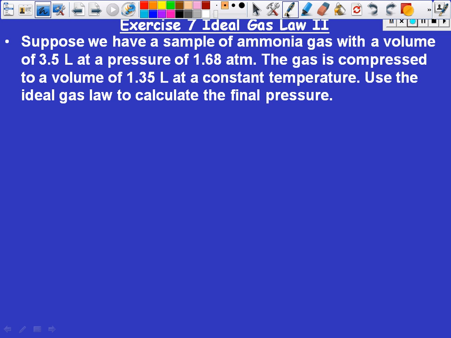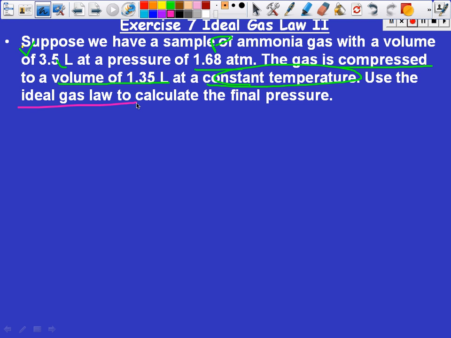Suppose we have a sample of ammonia gas with a volume of, all right, so they've given us a V. And it's in liters, which is a good thing. A pressure of 1.68 atmospheres, so they've given us a P. Then it says the gas is compressed. Well, let's talk about that. What does compressed mean? That means it is made into a smaller space. So notice what they did. They give us a volume again, and then it says at a constant temperature. Use the ideal gas law to calculate the final pressure.